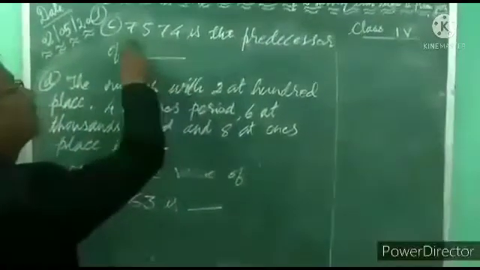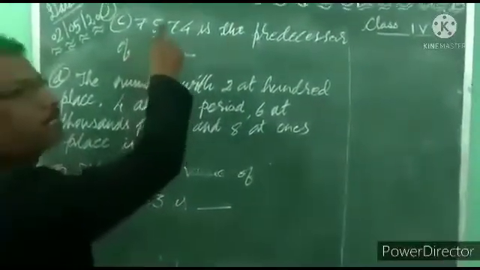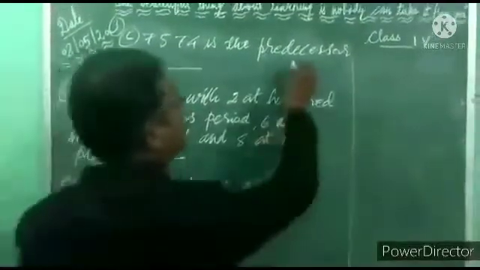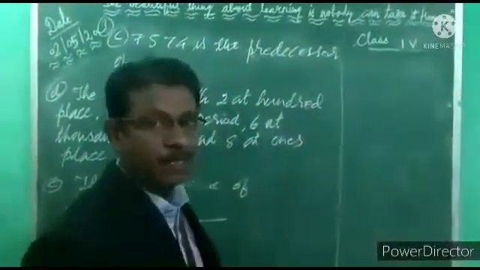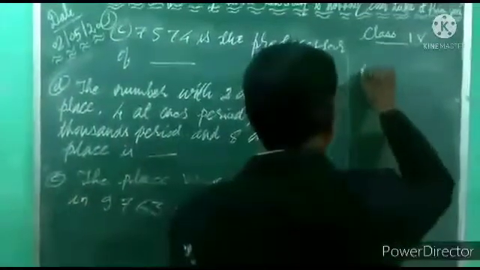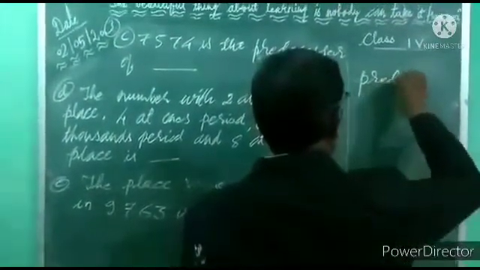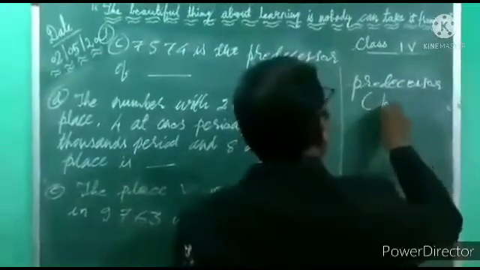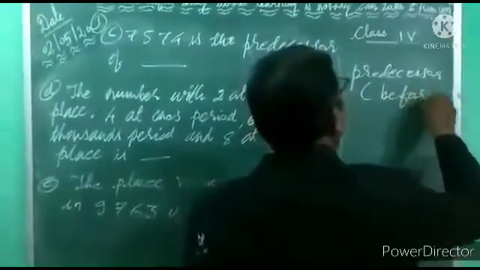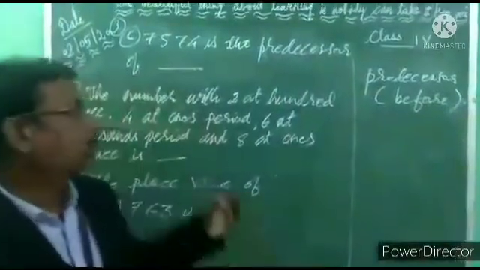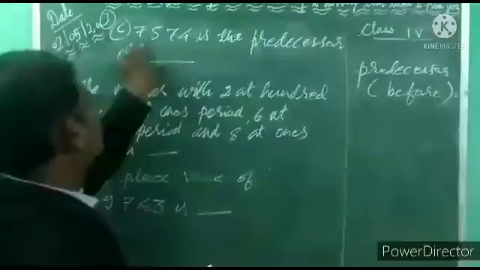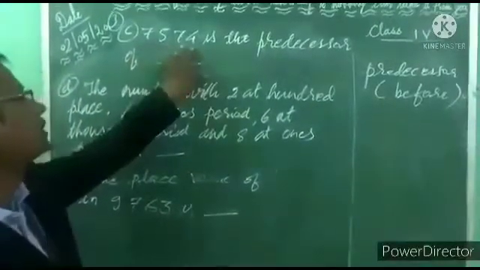Ones, tens, hundreds, thousands. 7,574 is the predecessor of dash. What does predecessor mean? Predecessor means the number before, or the previous number. Before 7,574, which number will we get?